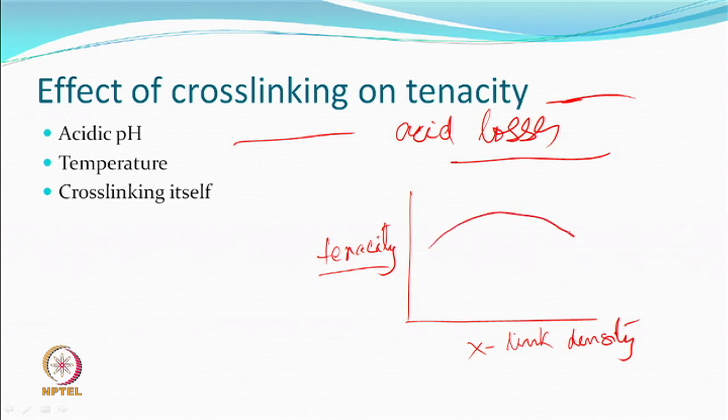This is a hypothesis proposed by Rebenfield, and what it says is that if you have less cross-link density, and you keep on increasing cross-links, the tenacity of, let us say, the yarn or the fabric will increase. After a certain point it will start decreasing, and as they say, the cotton actually lies here.